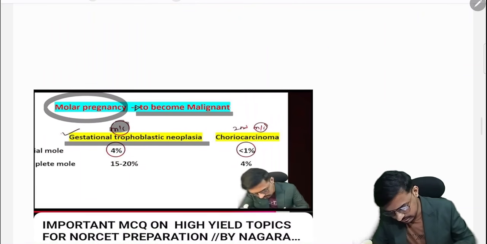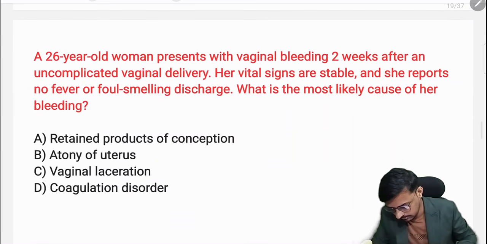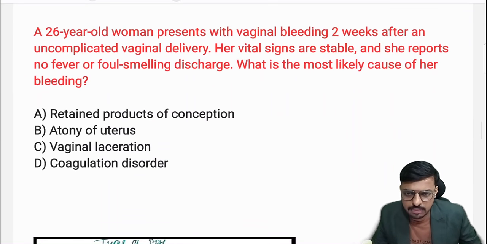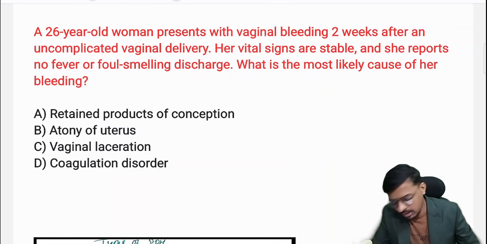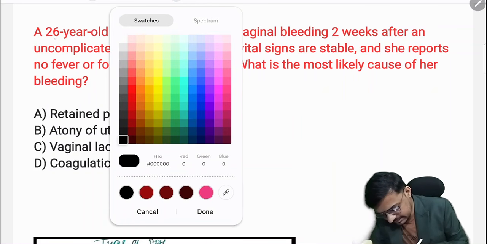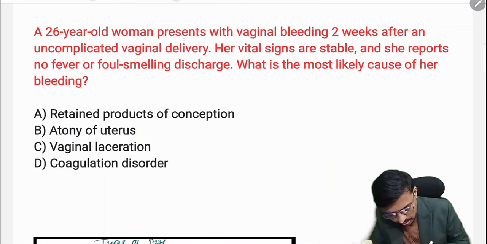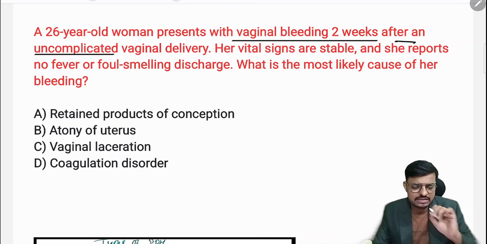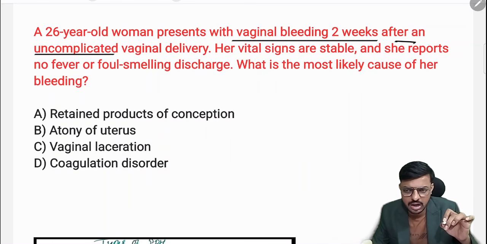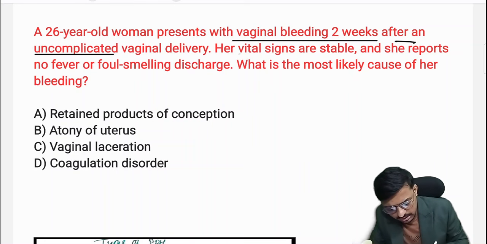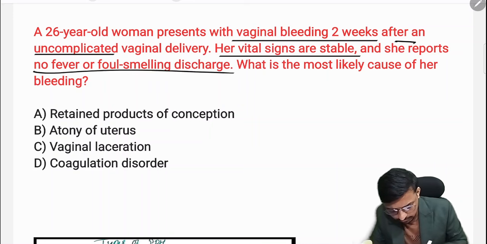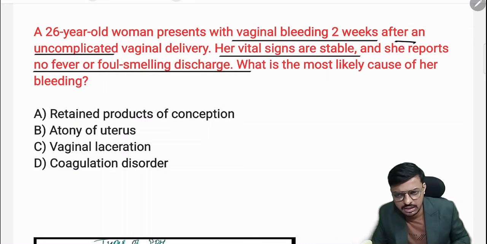Right. So the next question is here in front of you. A 26-year-old woman presents with vaginal bleeding 2 weeks after an uncomplicated vaginal delivery. So what happened here? Uncomplicated means there are no lacerations, no trauma to the perineum, and no obstructed labor. It's a normal vaginal delivery that happened 2 weeks ago. Her vital signs are stable and she reports no foul smelling discharge and no fever. So what is the likely cause of this particular bleeding?